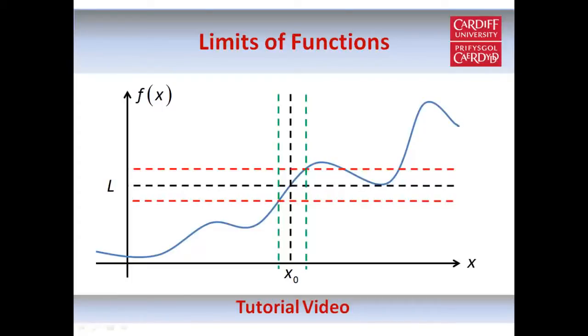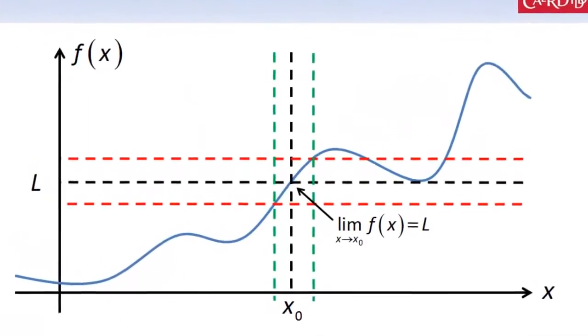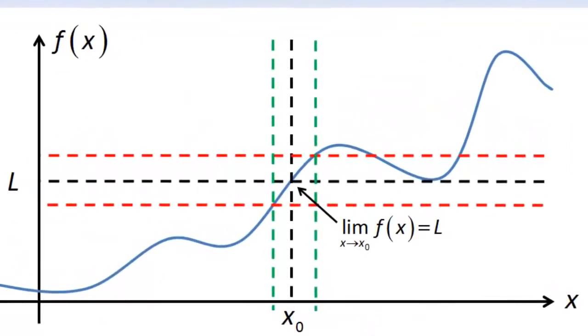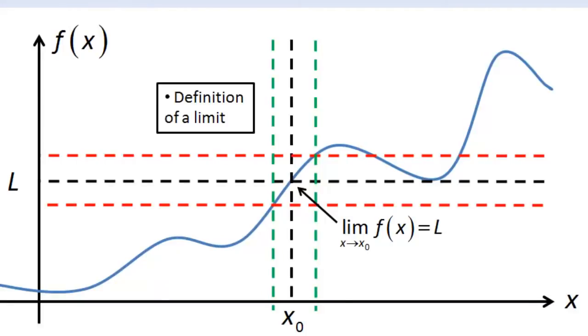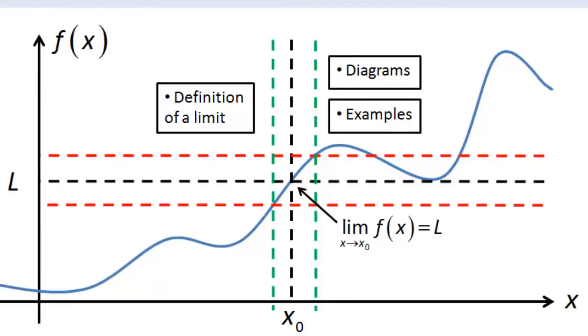Welcome to this tutorial on limits of functions at a point. In this tutorial we're going to look at what it means for a function f of x to tend to a limit L at a particular point x0. So we're going to look at the formal definition of the limit, and we'll explain exactly what the definition means using some diagrams, and we'll look at some examples of how to prove limits.